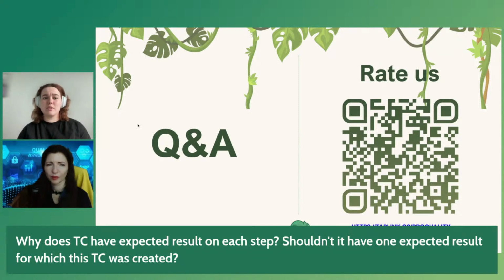Because, for example, sometimes we can get to the needed page, but it can be done via different ways. And if you do not mention the exit page, the real page or place where you want to be, you can miss some acceptance criteria. That's why it's better to make an expected result for each step.